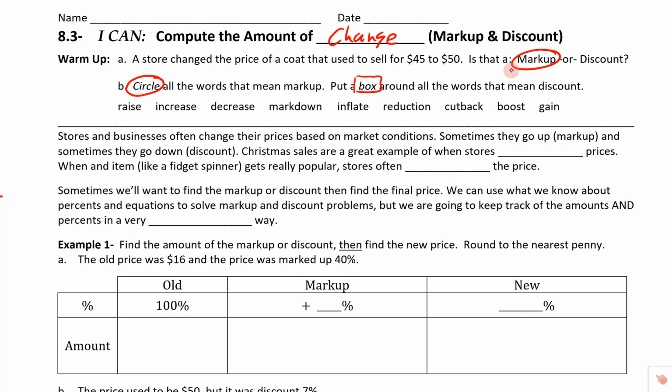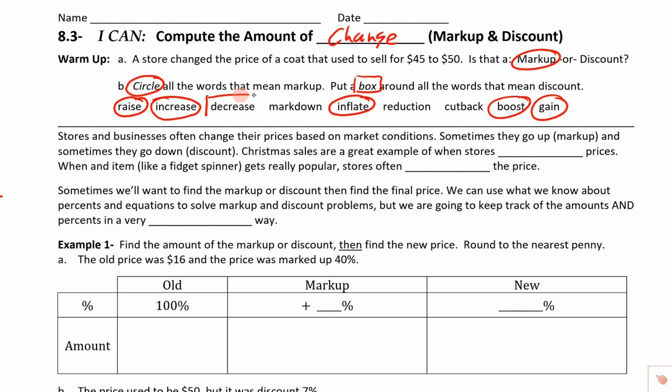Remember, a markup is where things go up. They get bigger and things like that. So raise, that's going to go up. Increase, that's a word that means go up or markup. Let's see, decrease, no. Markdown, no. Inflate, yep, inflate, things get bigger. Reduction, no. Okay, cutback, that's not a markup. Okay, boost, things get bigger when we boost them. And gain, okay, so all of those words mean markup or increase or different things like that.